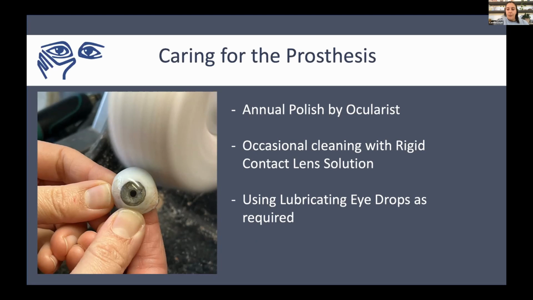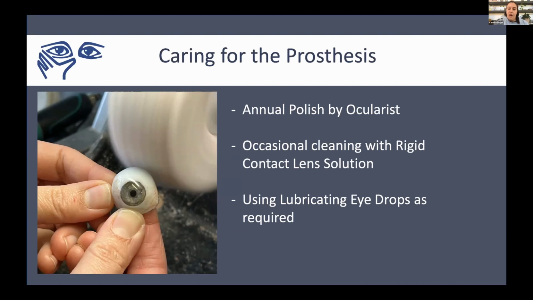Acrylic prostheses can be polished and repaired as required. You can see me polishing the prosthesis on the left, and the general recommendation is having the prosthesis polished at least once per year. Contact lens solutions can be used to clean the prosthesis, as well as using lubricating eye drops as required. Polishing and cleaning are required to remove any protein buildup on the surface of the plastic and to reinstate the shiny surface.